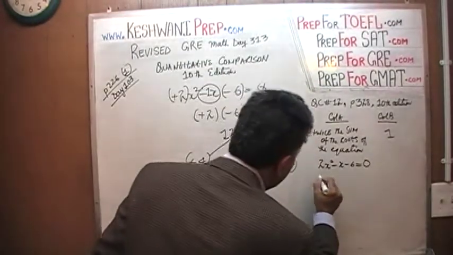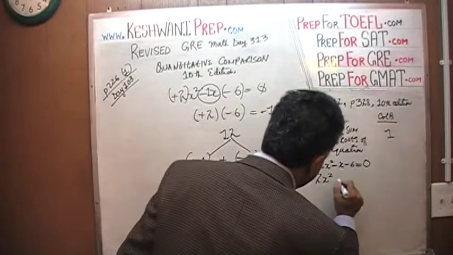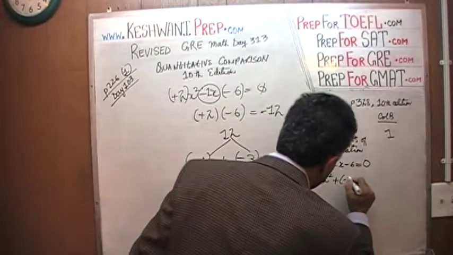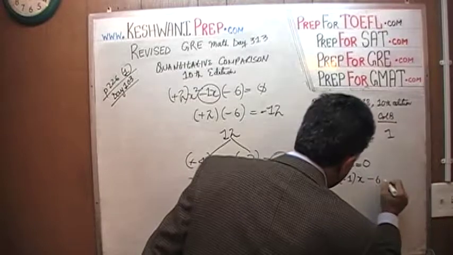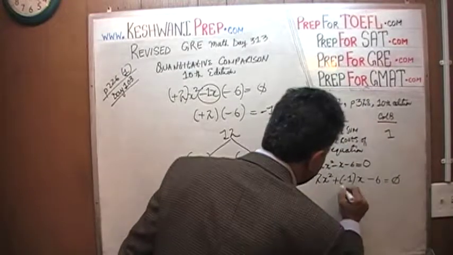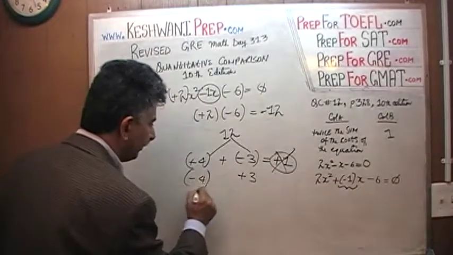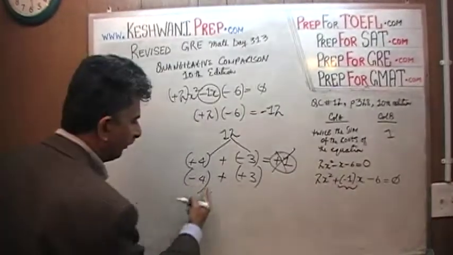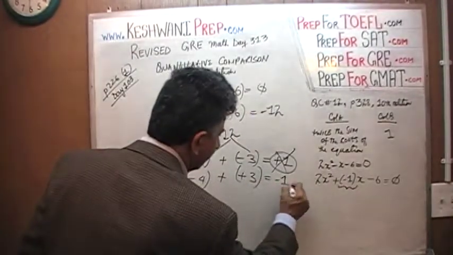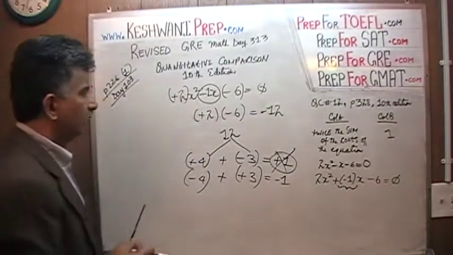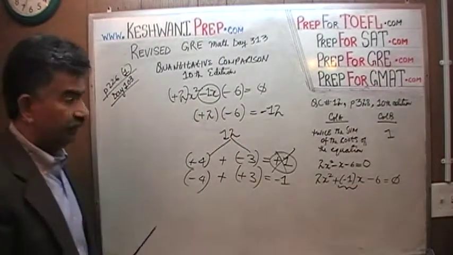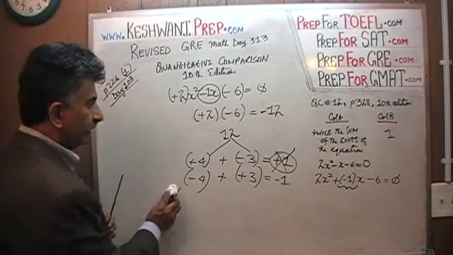See right here, 2x squared. This is minus x, which is the same as the coefficient of x here being -1. So that does not do the job. The two numbers that we're looking for are these. A -4 and a +3 is going to add up to -1, which is what we need here. So -4 and +3 is what we need here. Watch what happens. So that's it. We're done with this part.